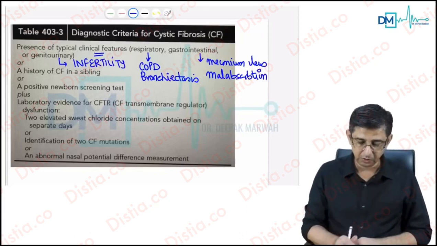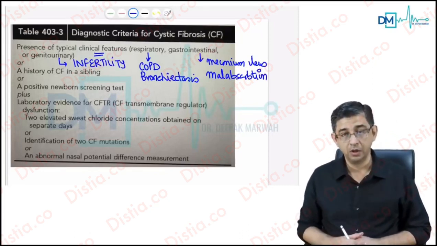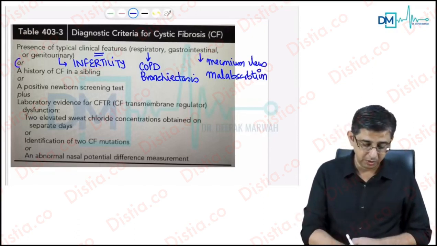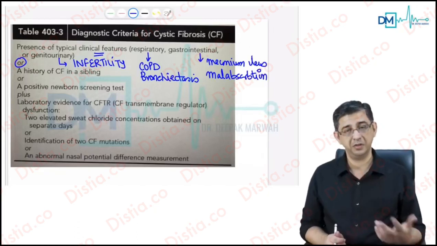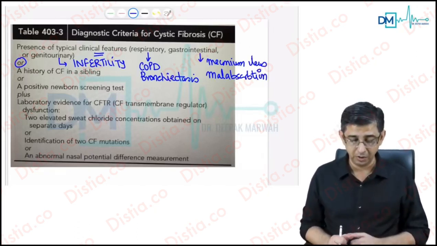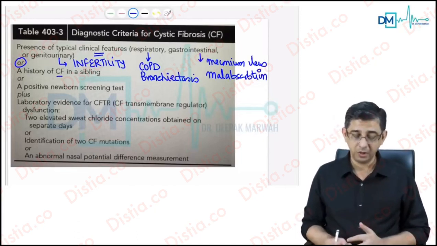So if you are having these typical clinical features, or he says there is a history of cystic fibrosis in the sibling, that's very understandable, autosomal recessive, consanguinity given in the question. So history of cystic fibrosis in the sibling, or a positive newborn screening test.